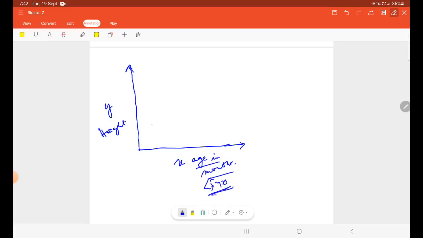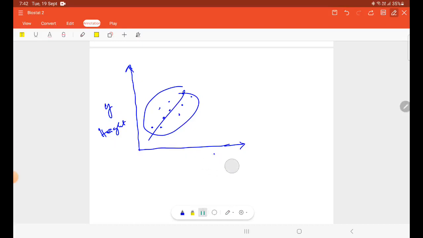So for child 1 it is here, child 2 it is here, child 3 it is here, child 4 it is here, child 6 it is here, child 7 it is here, child 8 it is here, child 9, child 10. That is how it goes. So we can show it in a correlation positively. So what we understand, as the age increases the height also increases. So it is a positive correlation.